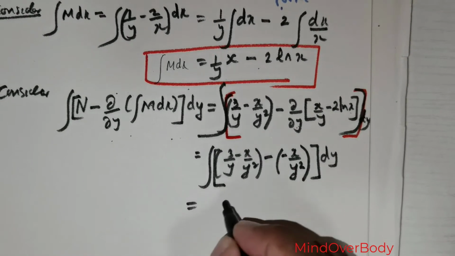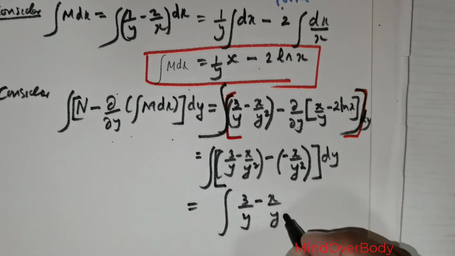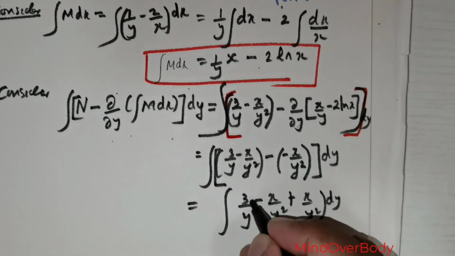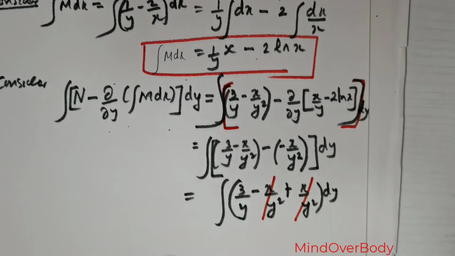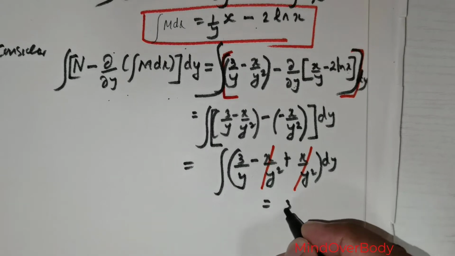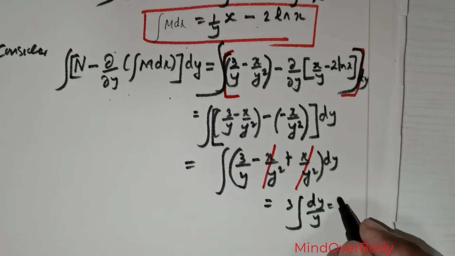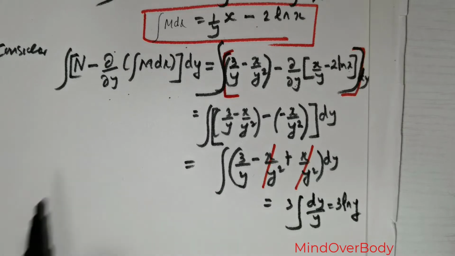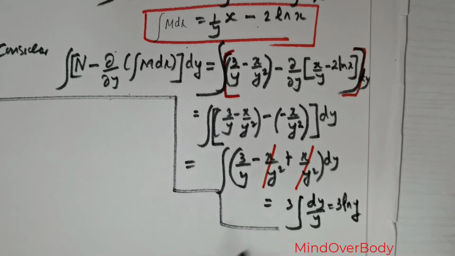So if I were to rewrite this, this is going to be the integral of 3 over y negative x over y squared positive x over y squared times dy. Now clearly negative x over y squared and positive x over y squared cancel, giving me 3 times the integral of dy over y, which is equal to 3 times ln y. So this is what I've got for this. Now we will have to give the complete solution, right? So that's exactly what we're going to do.